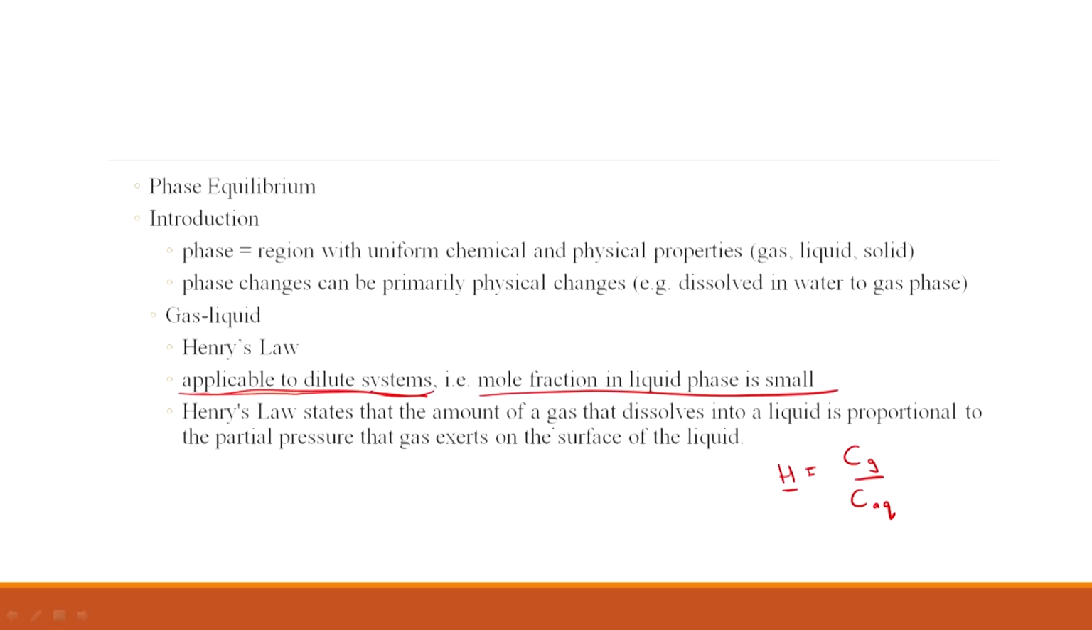Henry's law states that the amount of gas that dissolves into a liquid is proportional to the partial pressure that the gas exerts on the surface of the liquid. Here we say it is the partial pressure, but keep in mind that depending on the units, you can have H, or H dash, the partial pressure by concentration in the aqueous phase. So Henry's constant, H, can have different units. Keep that in mind. Depending on the type of units, you are going to have to look at the relevant numerator and denominator. Let us move on.